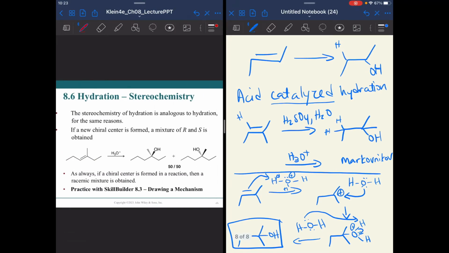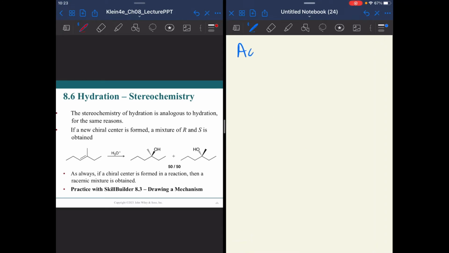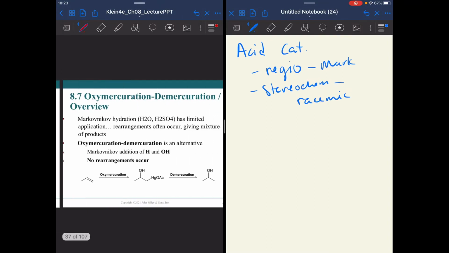Now, when we think about this acid-catalyzed hydration, we know the regiochemistry is Markovnikov, right? The stereochemistry is the same as what we saw in the hydrohalogenation. When you have a carbocation, you can get either stereoisomer, right? The OH can add from the front or the back, so you get a racemic mixture. Most of the time, you're just going to see it drawn as a flat line because it doesn't have a preference.